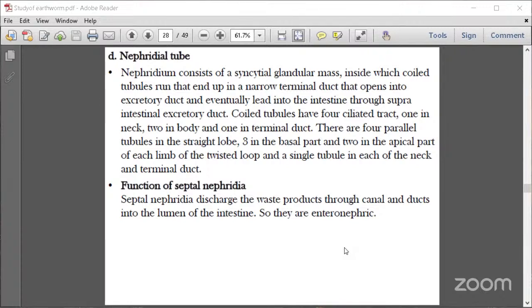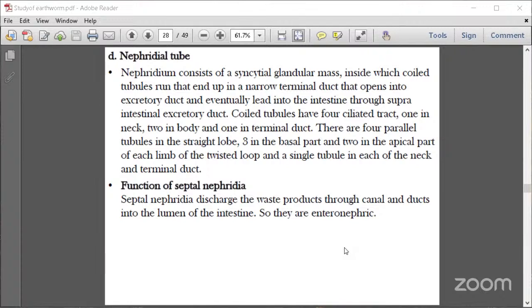supraintestinal excretory duct. The coiled tubes have four ciliated tracts, one in the neck, two in the body and one in the terminal duct, and there are four parallel tubes in the straight lobes, three in the basal part and two in the apical part of each limb of a twisted loop, and a single tubule in each of the neck and terminal duct.